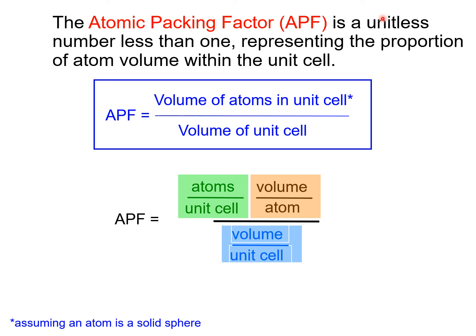In order to calculate the APF, we need these three pieces of information, which are represented in the colors here at the bottom. We need the number of atoms per unit cell, we need the volume of one atom, and we need the volume of the unit cell itself.